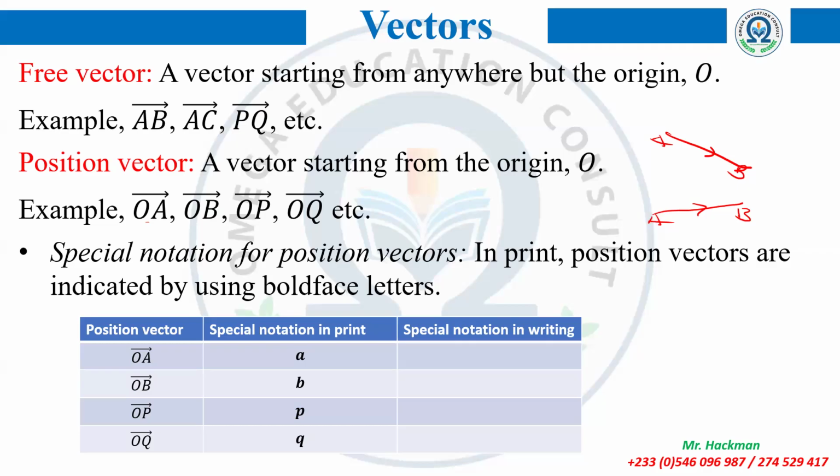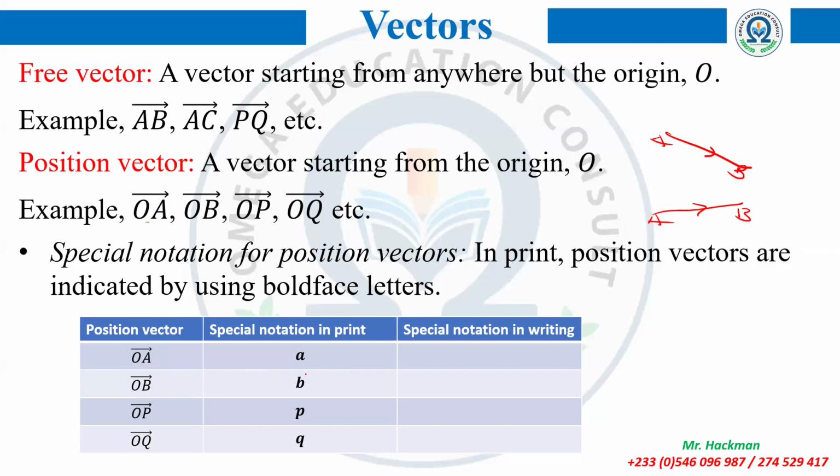So if I have a position vector, let's quickly look at the table here, and I will give you another piece of information. When you are writing your solution, you are not going to print. So the way you indicate position vectors in special form will differ a little. In the table we have the position vector column, and we are looking at the position vector OA, our usual position vector.